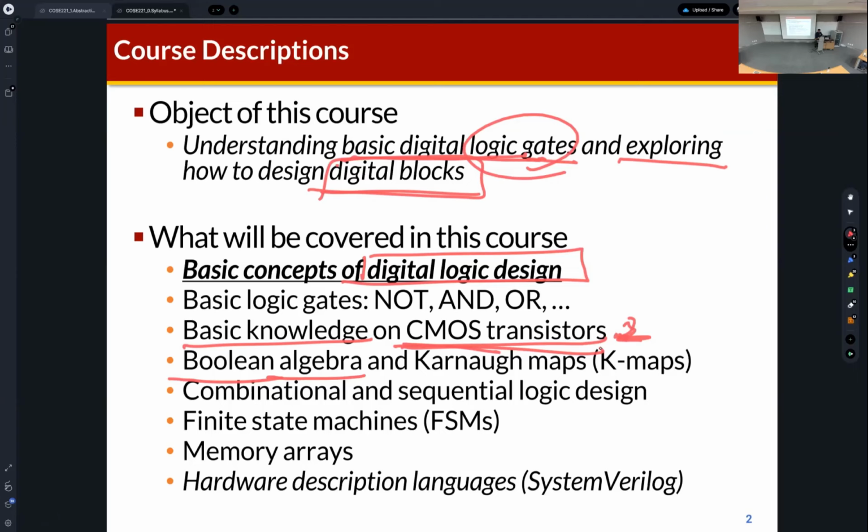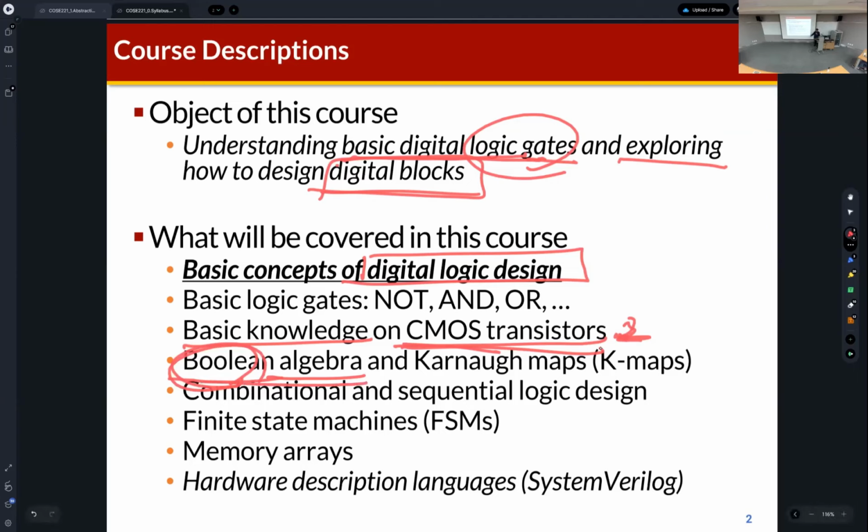Actually, Boole is the name of a person who designed or invented Boolean numbers or Boolean logic. So actually, Boole is the name of a person. Okay, so we will learn about Boolean algebra.